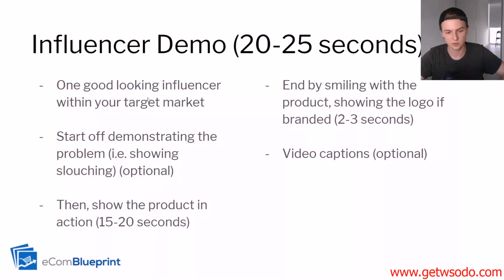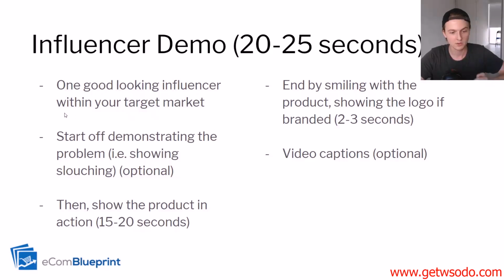One good-looking influencer within your target market, right? So if you're targeting 25-year-old women, then you should get someone who's around that age and who's a woman. If you're targeting older people, you should get an older model for your videos. I wrote influencer here. It doesn't necessarily need to be an influencer, but influencers make the best content. They know how to make content that goes viral on social media, and so that's why I recommend influencers. And I'm going to be talking about how to get content made with influencers in a lesson in this module.